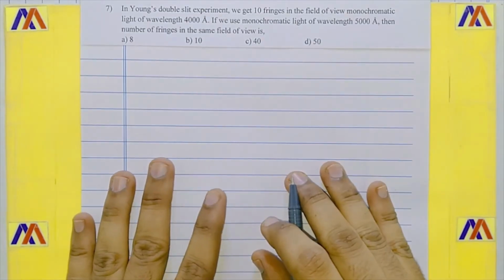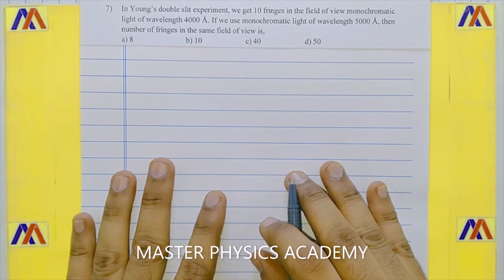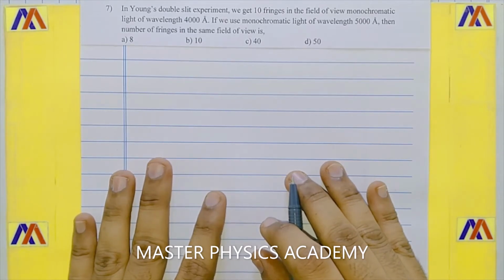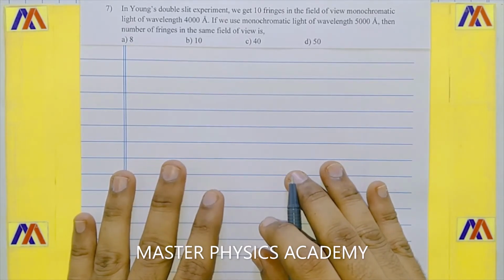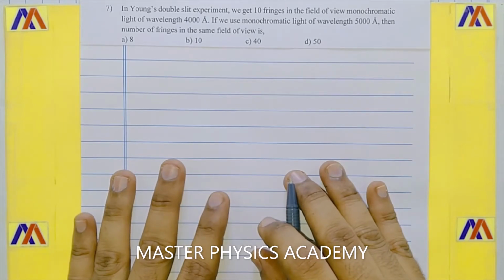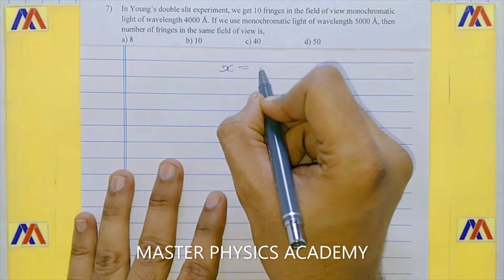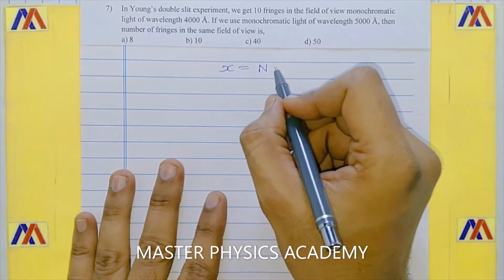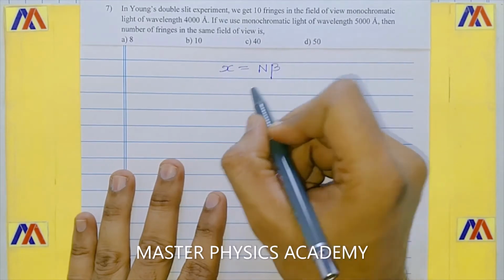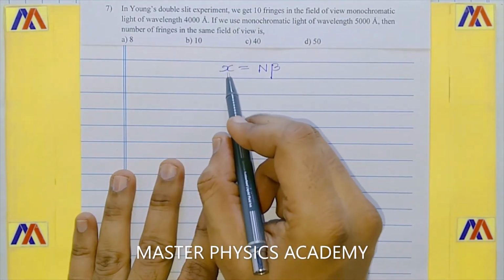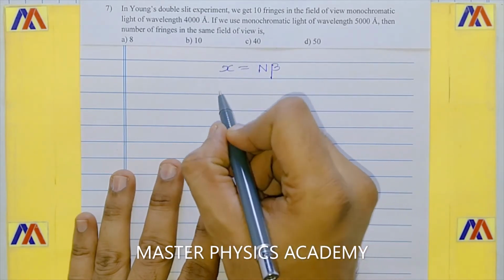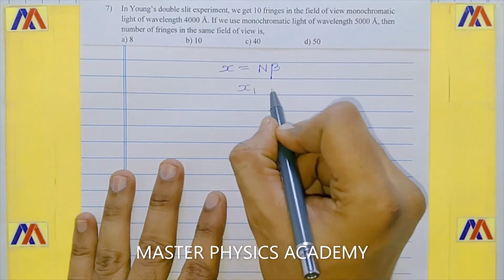In Young's double slit experiment, we get 10 fringes in the field of view with monochromatic light of wavelength 4000 angstrom. If we use monochromatic light of wavelength 5000 angstrom, the number of fringes in the same field of view is? The length of the field of view is given by the number of fringes in the field of view times the fringe width. Here this field of view is the same for both cases, hence we may write x1 is equal to x2.